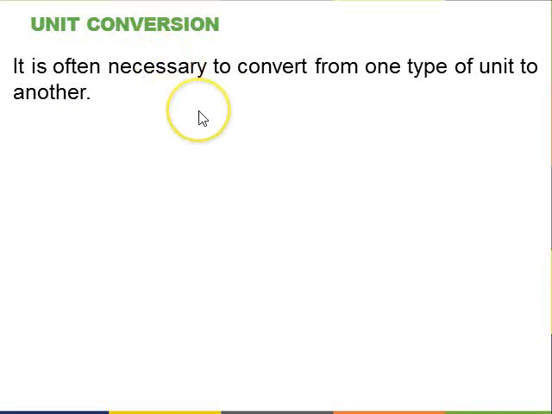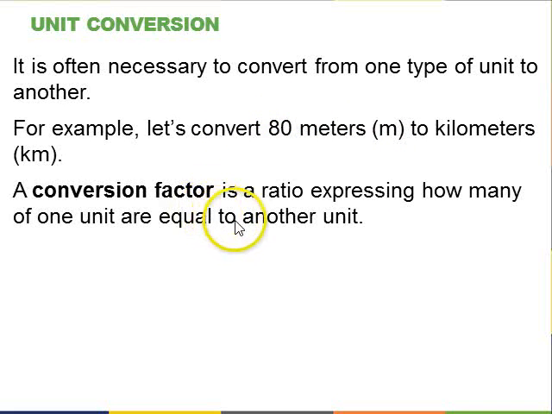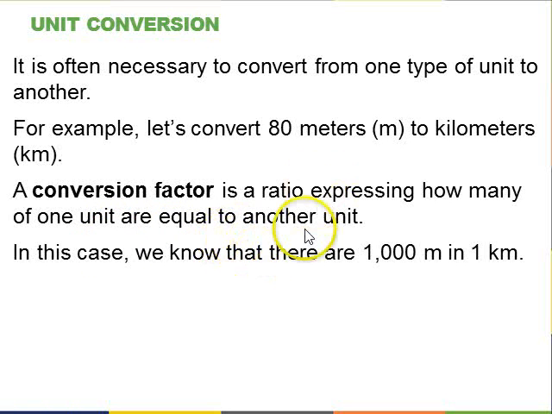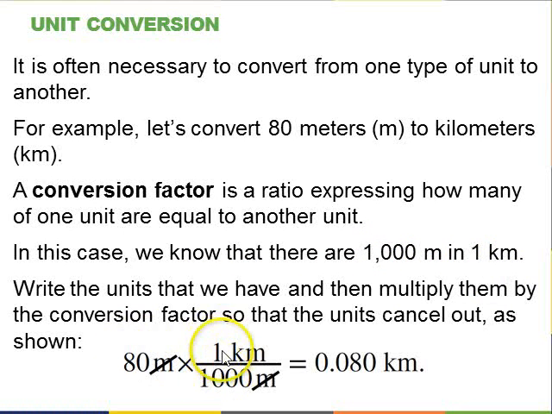So often you need to convert from one type of unit to another. This is the last thing we'll do today. For example, let's convert 80 meters into kilometers. A good way of doing this is to multiply by a conversion factor. A conversion factor is a ratio that's equal to 1, which you form by taking one unit and dividing it by another. For example, we know 1,000 meters is the same as 1 kilometer. So we can set up a ratio, 1 kilometer divided by 1,000 meters equals 1, so we can multiply by that.